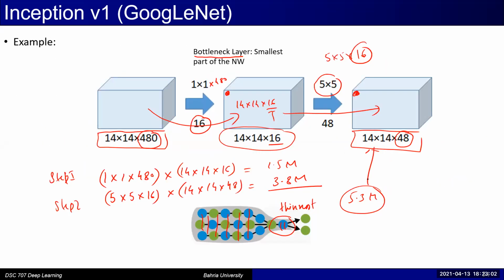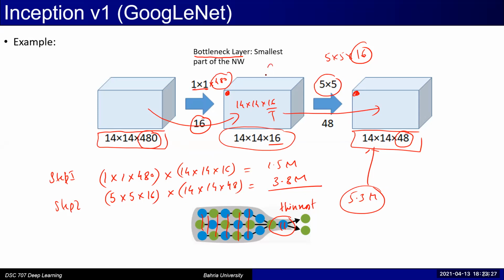Now the input and the output have the same volumes, but the number of multiplications has reduced from 113 million to only a little more than 5 million, which is a huge gain. Okay, and how did we achieve it? Since this depth was very large, instead of using a 5 by 5 filter, we use a 1 by 1 filter.